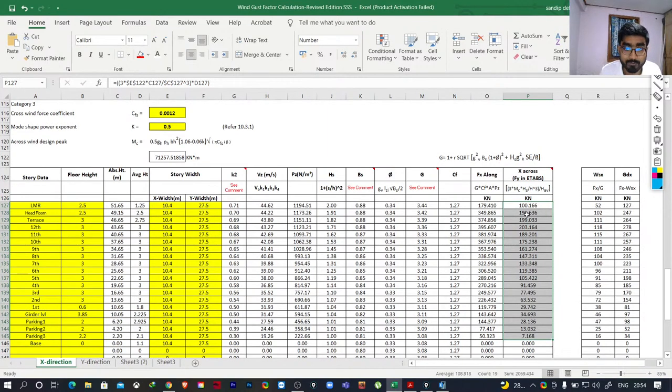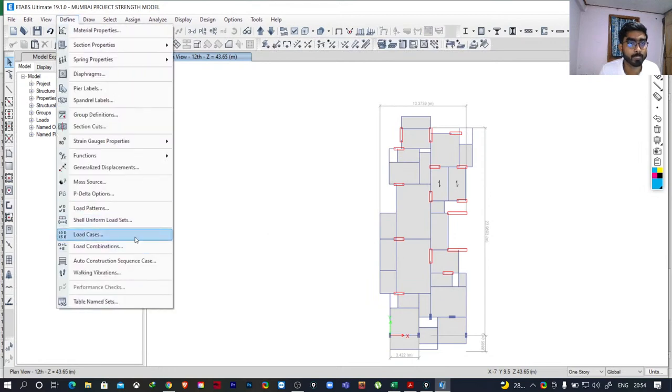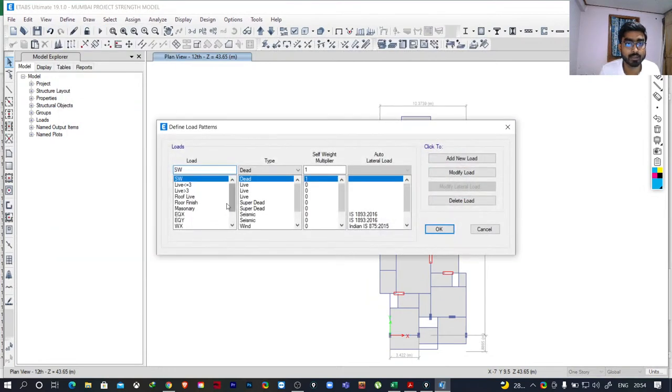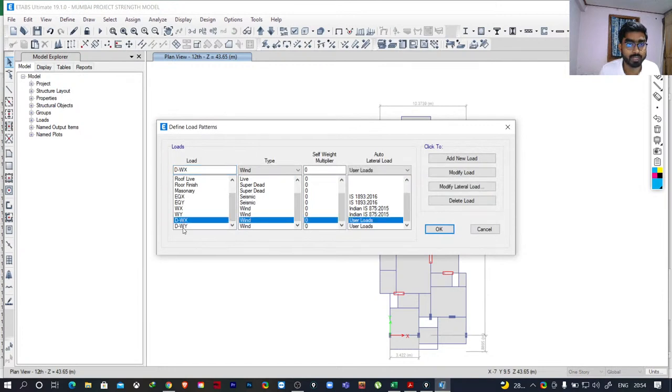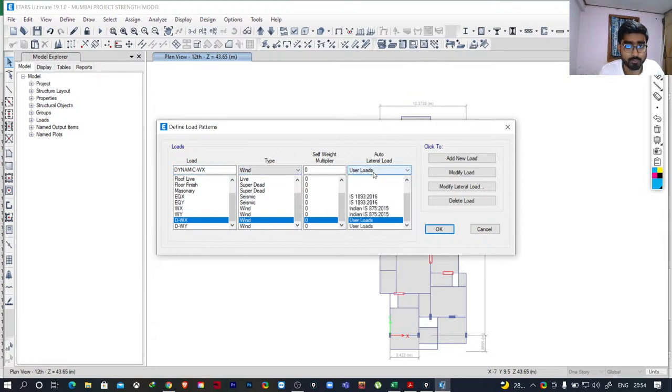force. Now these two forces will be acting together in one particular load case. Okay, so let me go to the details. Let me take this file and go to define load patterns. Here I have already defined two. Let me define another one, maybe dynamic WX. Add new load. You can select the type as wind and user load. It should be user load, because I'll be assigning the user load values, right?